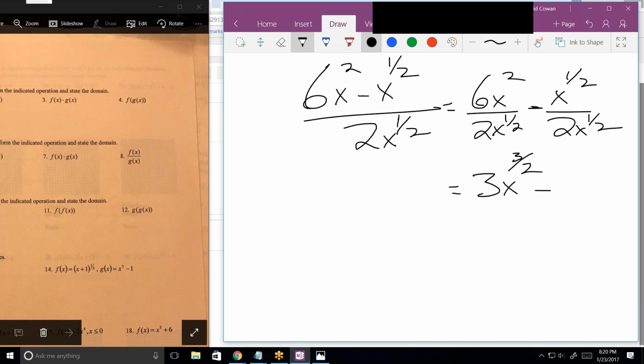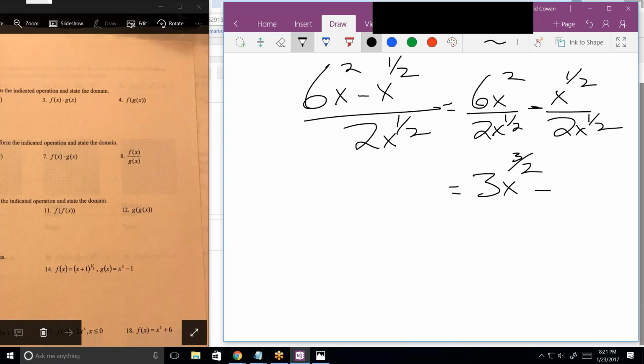So it'd be 3x to the 3 halves minus, hold on, no, it's x to the 1/2 divided by 2x to the 1/2. Yeah, okay, I see what you're saying. So this one would be, would it just be minus 1/2 x? Would it just be minus 1/2?